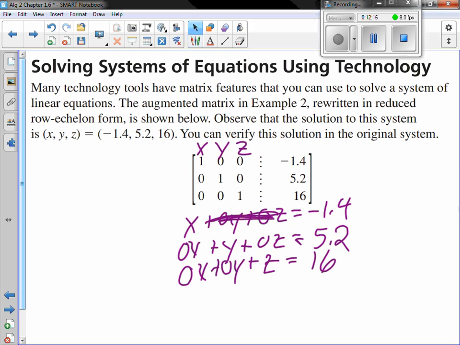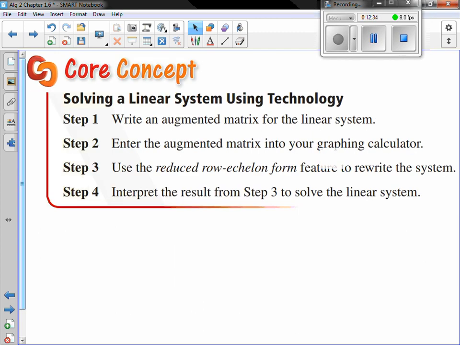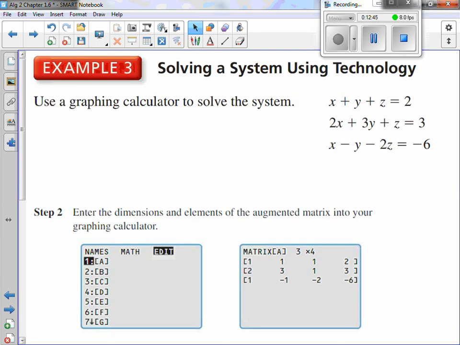Yes? So you're saying x equals that. The coefficient in front of x is 1, so we're saying 1x is -1.4. You're good. Now these here are the steps. We write it as an augmented matrix, enter it in the calculator, use reduced row echelon form, and then input our solution.